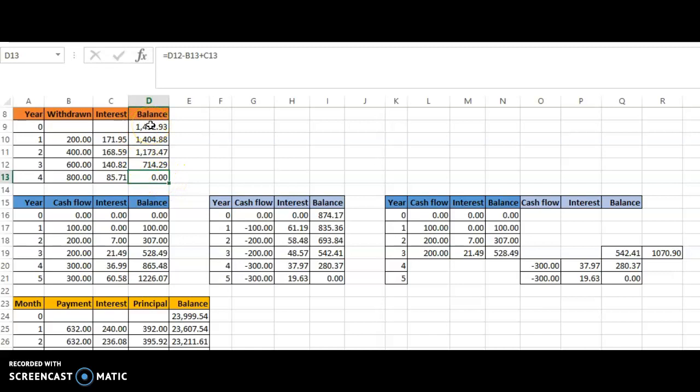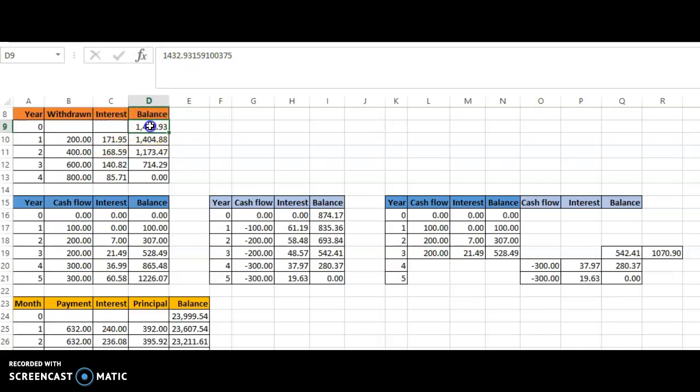Let's see how this becomes 0. Now note this answer here and the answer that you got in the slides is exactly the same, 1432.93. I've used the exact number here. If you look at this number, it's not only rounded to 2 decimal points. I've taken the full number here. Okay. Now, how do you get this?